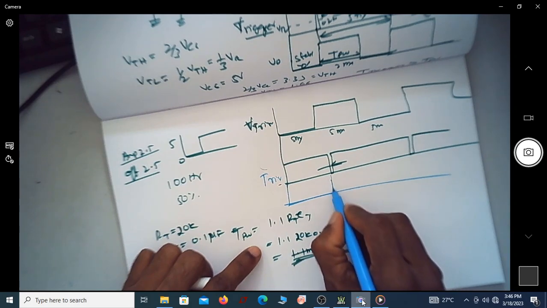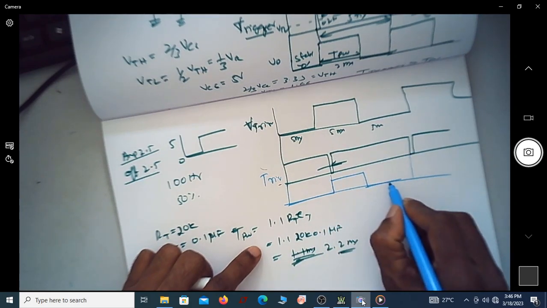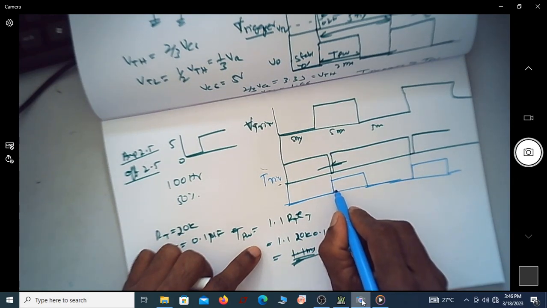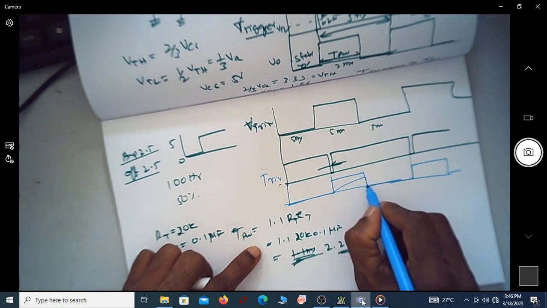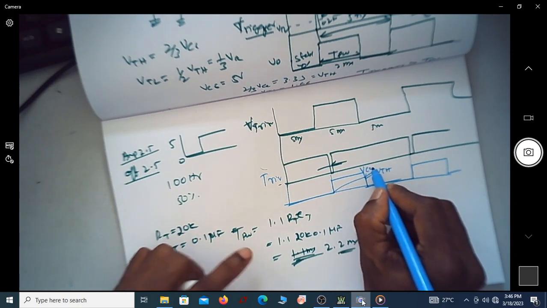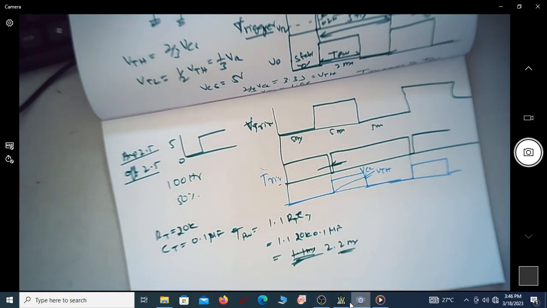The output is something like this. Now output goes high. It stays there for a predefined period and then comes down, and it again goes for a predefined period. So meanwhile the capacitor voltage charges up to VTH and comes down. This is VTH. This is VCC. VCC need not be 5 volt. It can be 3 point something. You can actually measure what the voltage is.